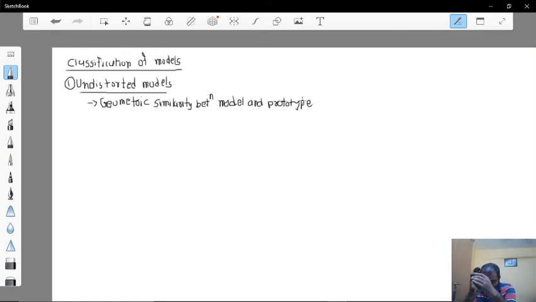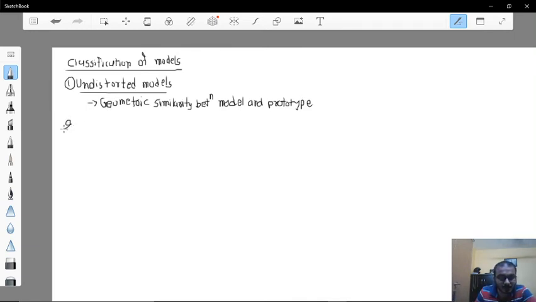That means the scale ratio for linear dimension between model and prototype is same, and the behavior of prototype can be easily predicted from the behavior of model in such case.